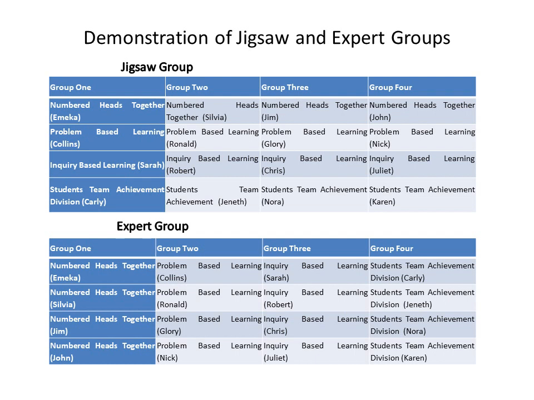And then what happens? After they have discussed extensively these topics assigned to them, they would come back to their original group, which is the Jigsaw group. And so when they come back to the Jigsaw group, as you're looking at it there, Emeka is coming back with every information he has learned about numbered heads together. Collins is coming back with every information he has learned about problem-based learning. And Sarah is coming back with everything she has learned about inquiry-based learning. And Carly is coming back with everything he has learned about students' team achievement.